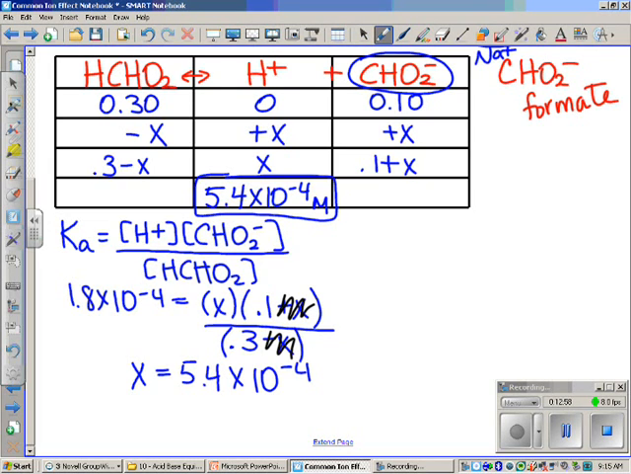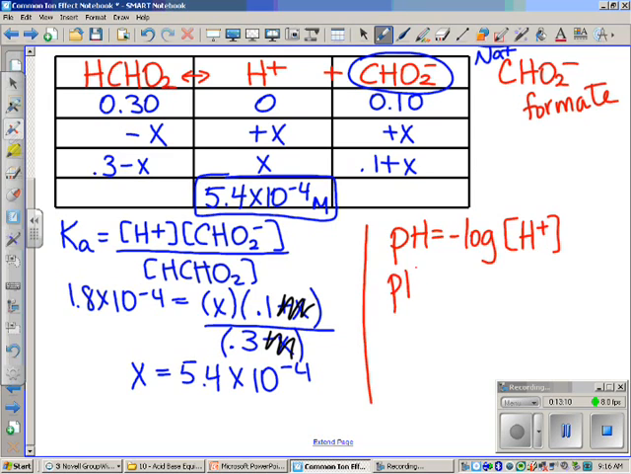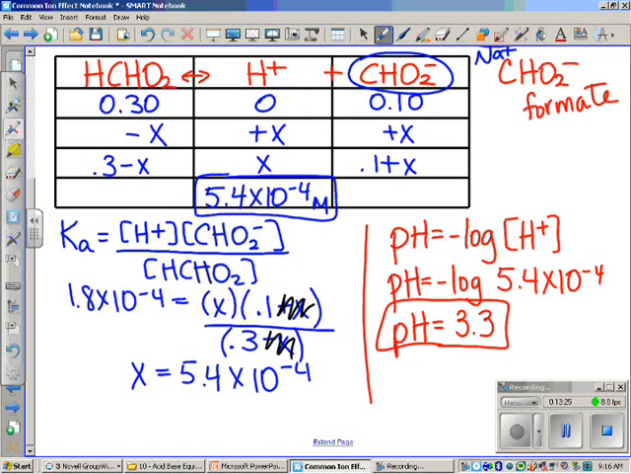So this 5.4 times 10 to the -4th goes here. That is your value of x, and that is your concentration of H+. Now we want to calculate the pH. So pH equals the negative log of H+. So pH is going to be equal to the negative log of 5.4 times 10 to the -4th. So the pH is going to be equal to 3.3.